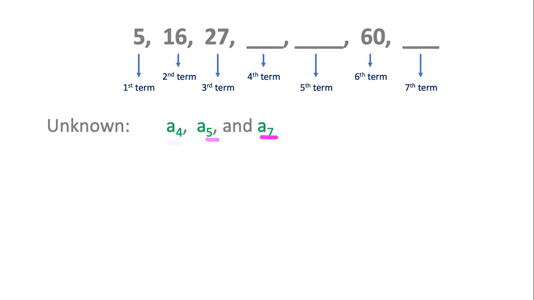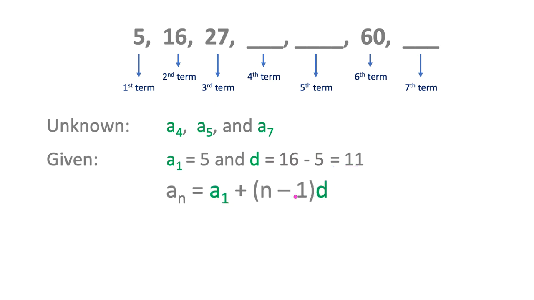Let us identify the values of our first term and the common difference. So our first term is 5. And to find the common difference, we need to subtract 16 with 5, and that is 11. So our d is 11. Then let's substitute those values in the formula. a sub n is equal to a sub 1 plus n minus 1 times d.